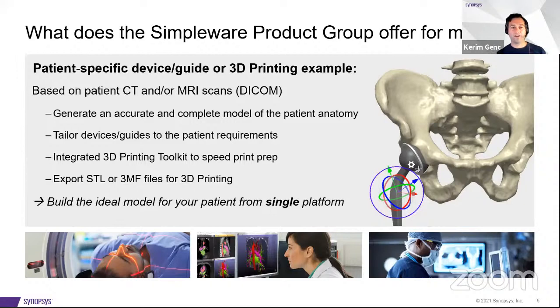So to generate an accurate and complete model of patient anatomy, tailor your devices or guides to your patient requirements during that design workflow. We do have a new addition of an integrated 3D printing toolkit to speed 3D printing prep. So that's fully integrated into the software. And then you can export STL, 3MF files, things of that nature that are intended for 3D printing. So the idea here is to build the ideal model for your patient from a single platform.